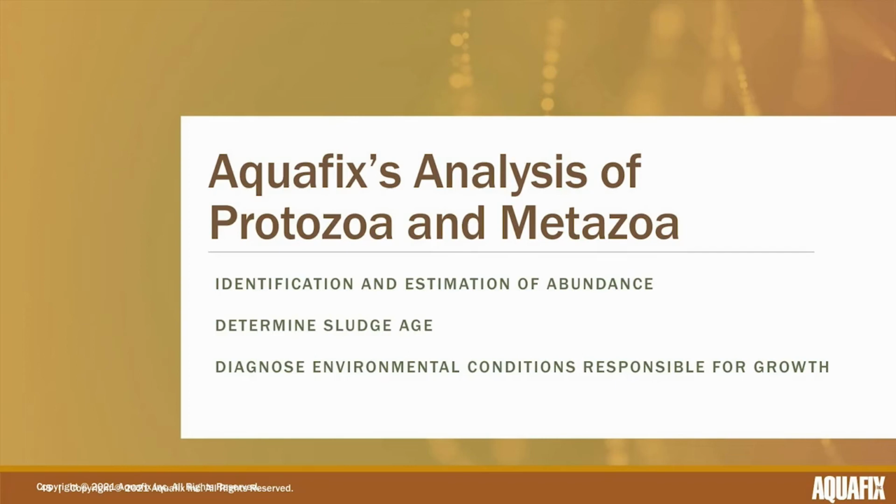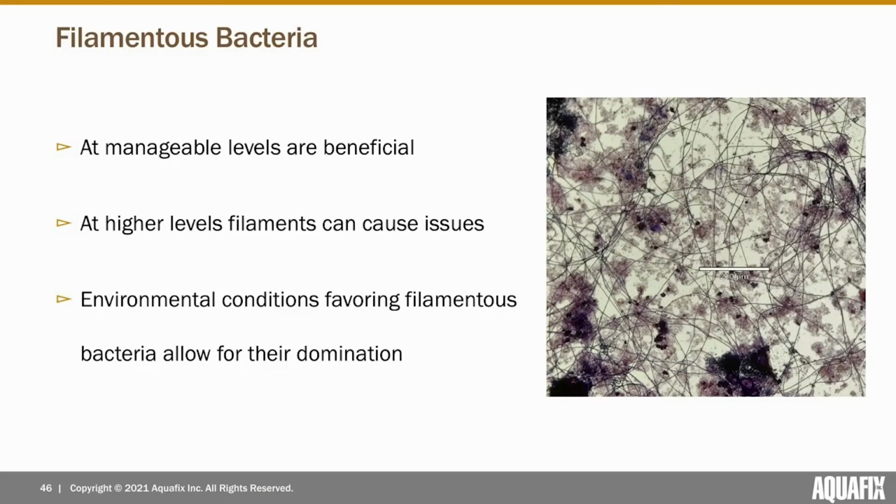So another aspect we look at when analyzing the samples is the type and abundance of filamentous bacteria present. Filamentous bacteria can be present in every wastewater treatment plant at various levels. At manageable levels, filamentous bacteria can provide structure and support for floc formation. So because of this, some filamentous growth can often be necessary.